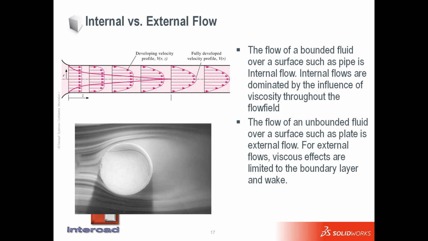Next category is internal and external flow. The flow of a bounded fluid over a surface, such as a pipe, is internal flow. We have a dominant viscous effect in those kinds of flow regions. In contrast, if we have an external flow, then it is the flow of an unbounded fluid over a surface, such as a plate. So for external flows, viscous effects are limited to the boundary layer and wake.